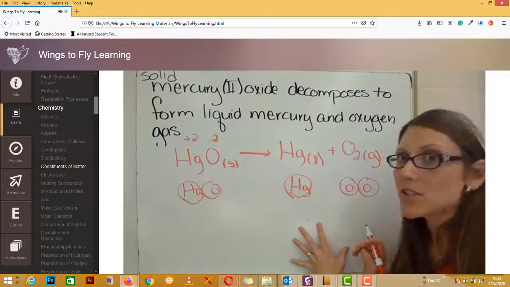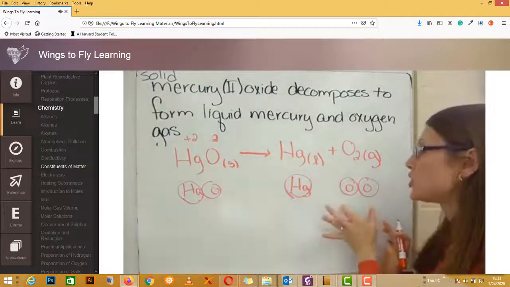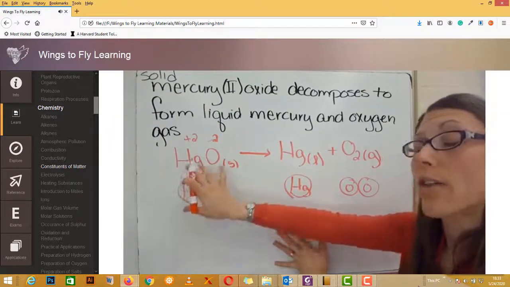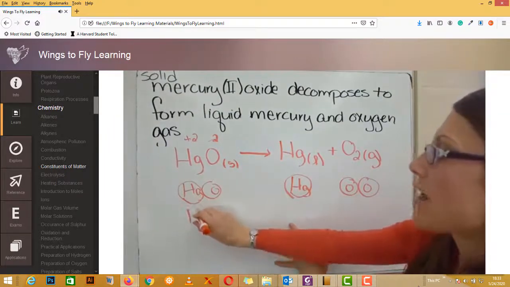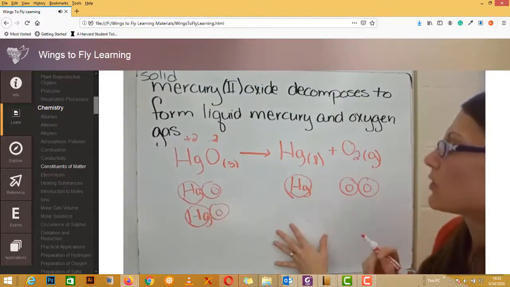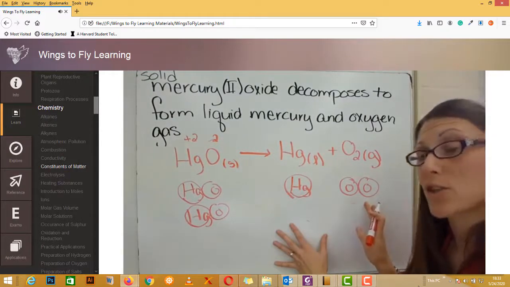Right now, oxygen's not balanced. I have 1 on the left and 2 on the right. So I need more oxygen on the left. I have to add a whole other molecule of mercury oxide. That's how it comes. So I'm going to add a whole other molecule of mercury oxide. That fixes the oxygen problem.